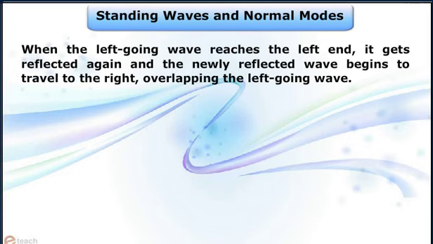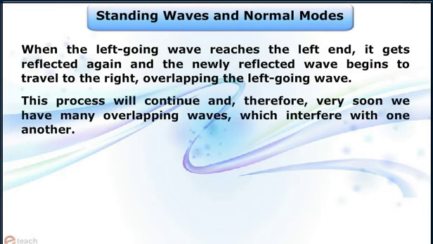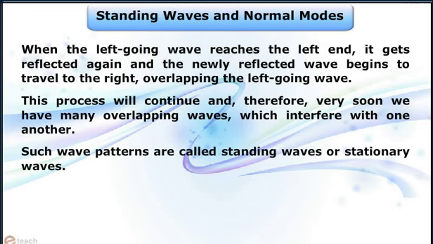When the left-going wave reaches the left end, it gets reflected again and the newly reflected wave begins to travel to the right, overlapping the left-going wave. This process will continue and therefore very soon we have many overlapping waves which interfere with one another. Such wave patterns are called standing waves or stationary waves.